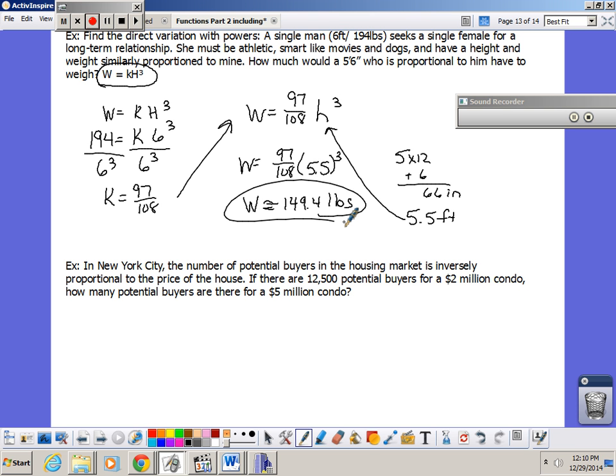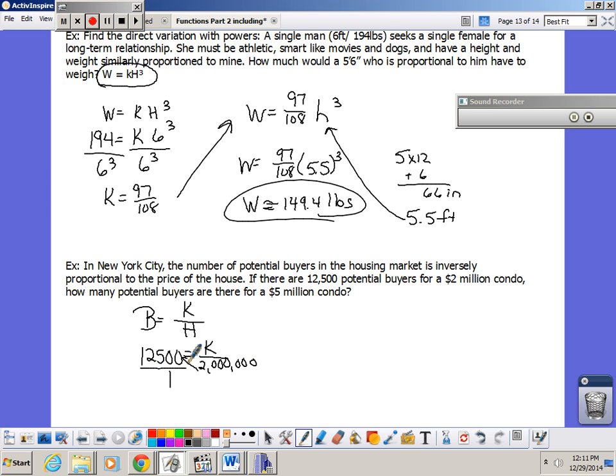In New York City, the number of potential buyers in the housing market is inversely proportional to the price of the house. So, potential buyers is inversely proportional to the price of the house. I'm going to put B for buyers instead of P. I like to use letters so I know where things go. If 12,500 potential buyers buy a $2 million condo, how many potential buyers are there for the $5 million?